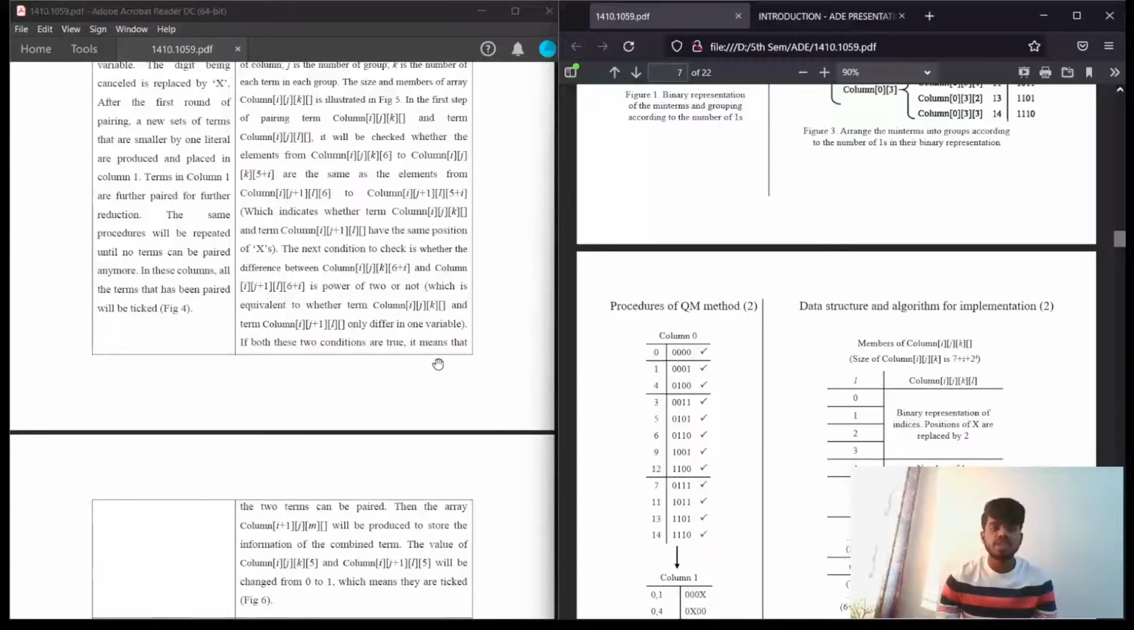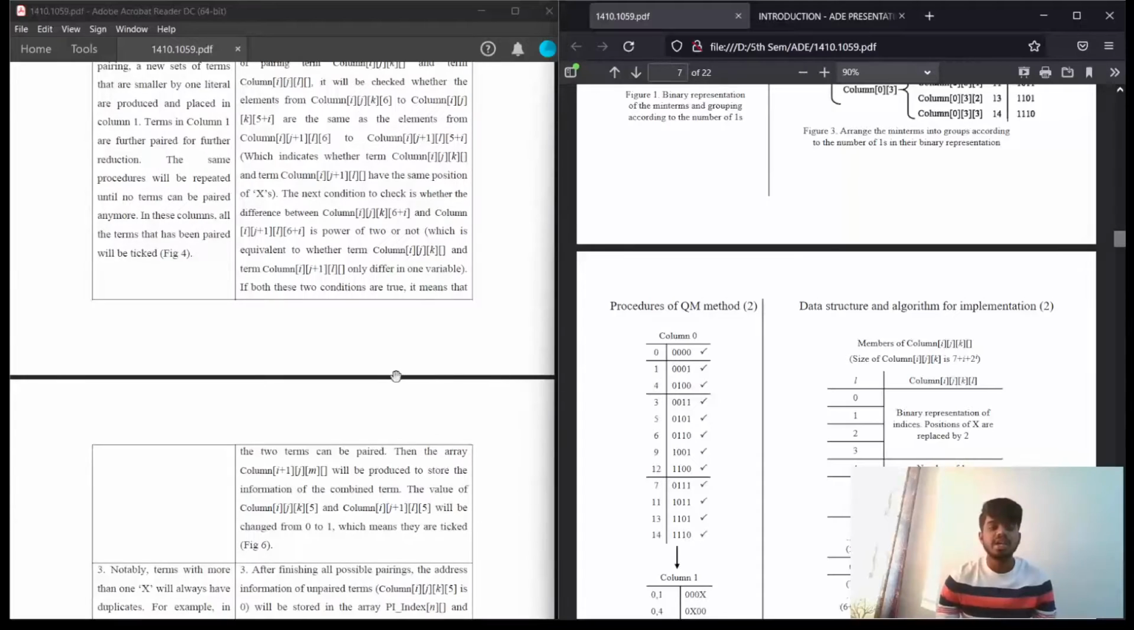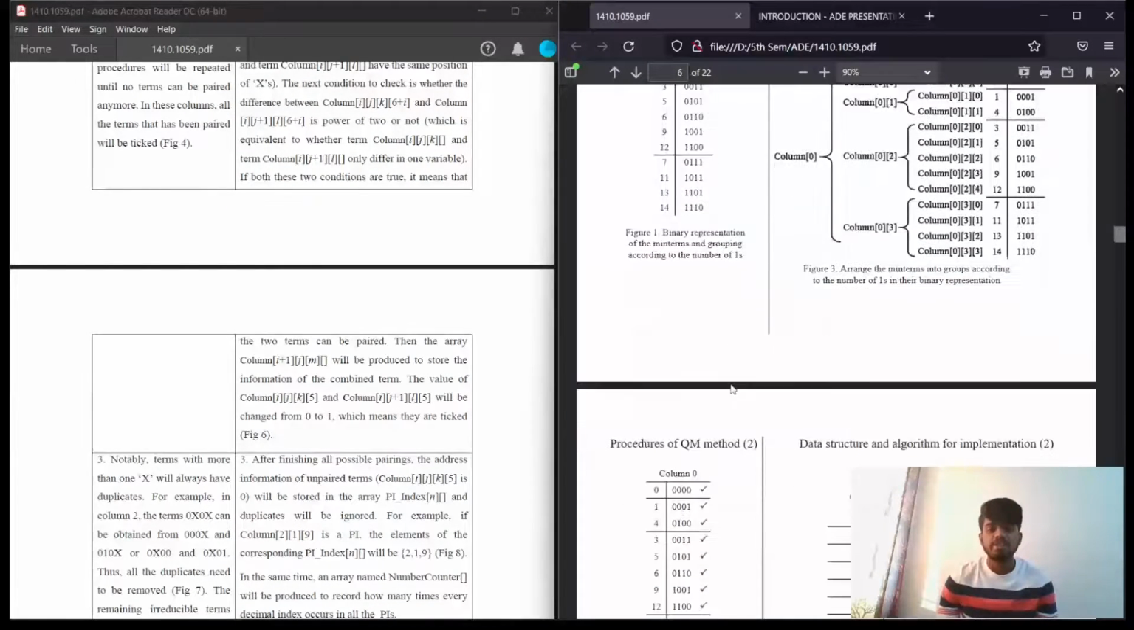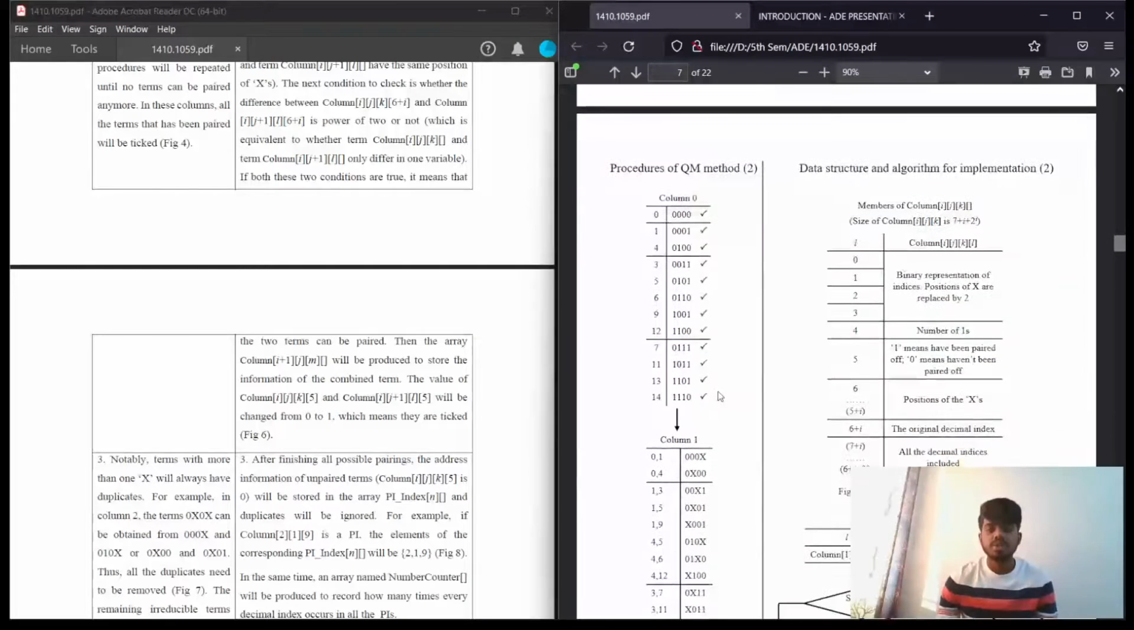If it's 1, it's actually an indication that these particular pairs are paired and they differ by 1. So let's see how this is implemented and trace the algorithm. Procedures of QM method 2.